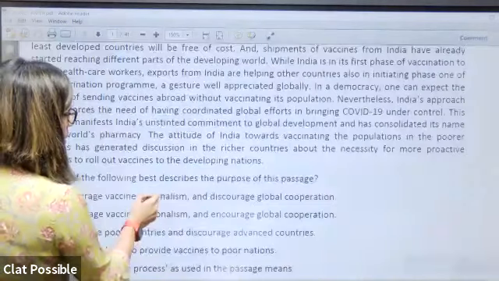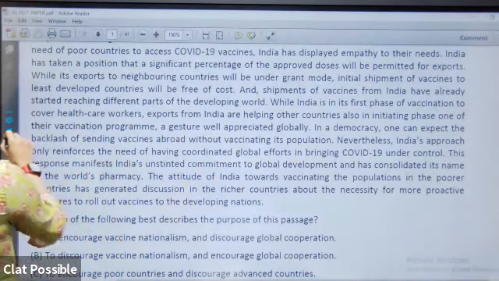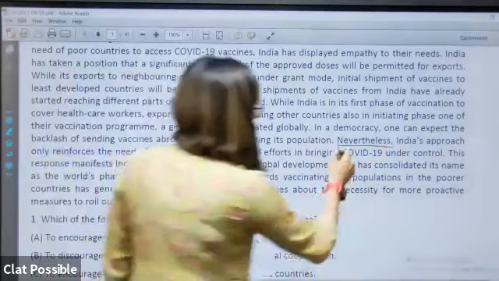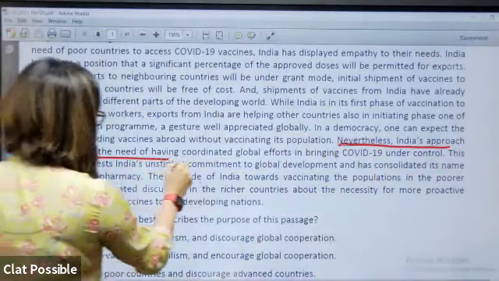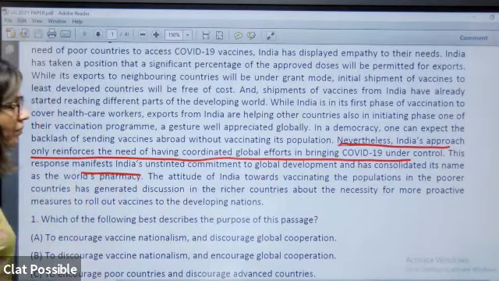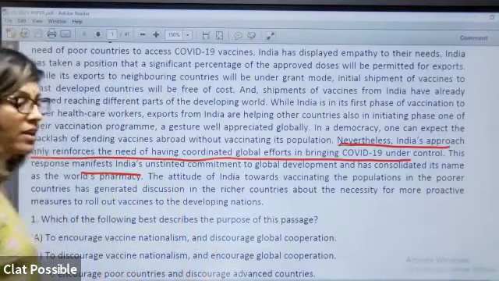Moving ahead, this passage appreciates how India has been able to help. Nevertheless, now this brings in a new turn. Nevertheless, India's approach only reinforces the need of having coordinated global COVID-19 efforts under control. This praises India's attitude, right? But of course, it talks about how India might have backlash because its own country is not still properly vaccinated. So these were 2-3 main points in this passage.